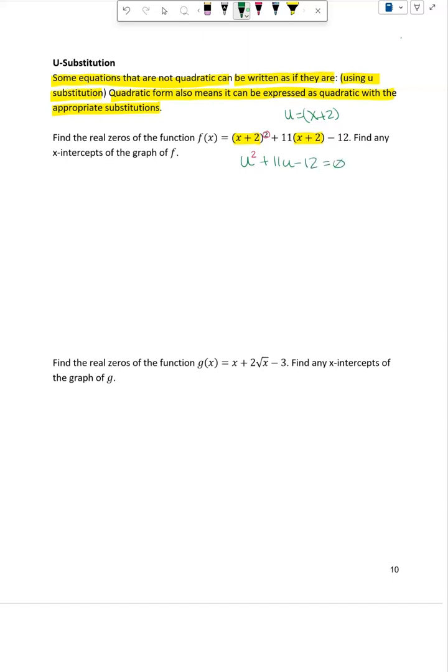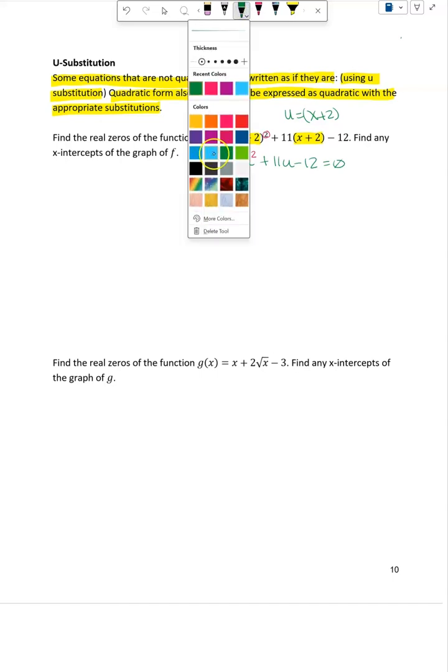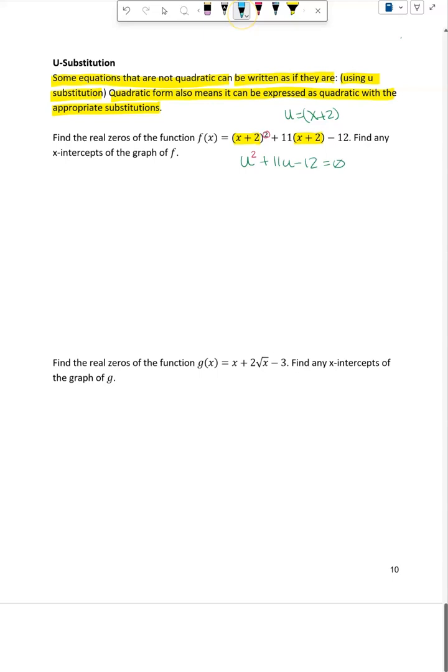Now we're going to just factor this like we would anything else, okay? So let's do that. Let's just factor. There's 2 U's, right? U squared means 2 U's, so we're going to have 2 factors that equal 0.